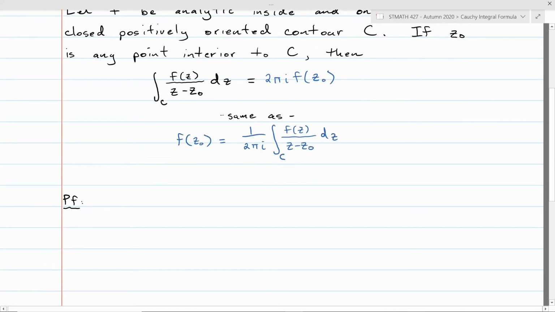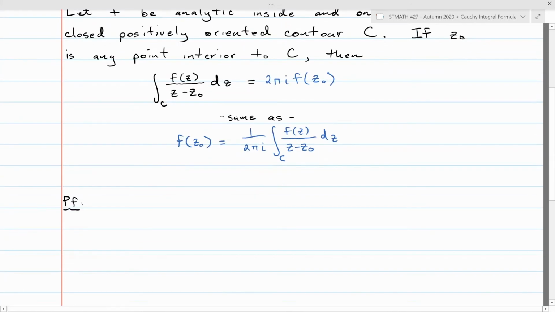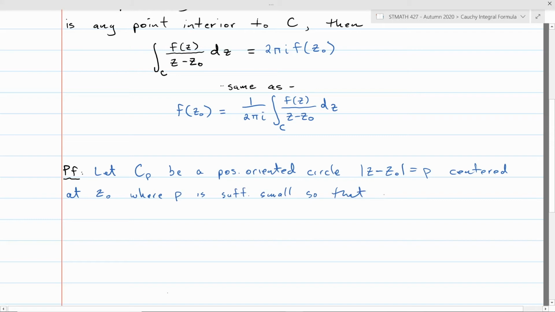I'd like to go through the proof of this theorem, and then we'll do an example. What's really cool about this theorem is some of its implications. But let's go through a proof of it. To start the proof, we want to take a small circle around the point z0 that stays inside the contour. So let C sub rho be a positively oriented circle, modulus z minus z0 equals rho, centered at z0, where rho is sufficiently small so that C sub rho stays inside the original contour C in the statement of the theorem.